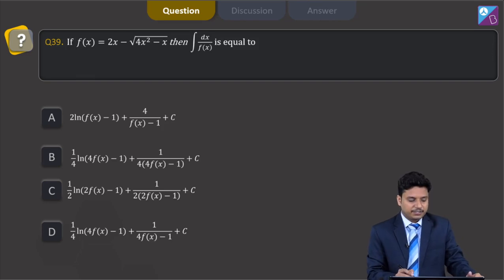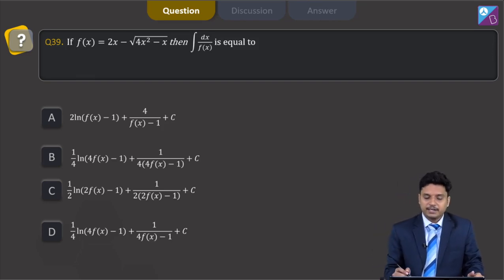Question number 39 is again a single correct question, and it comes from indefinite integration. f(x) is given to be 2x minus under root 4x square minus x, and you have to integrate dx upon f(x).